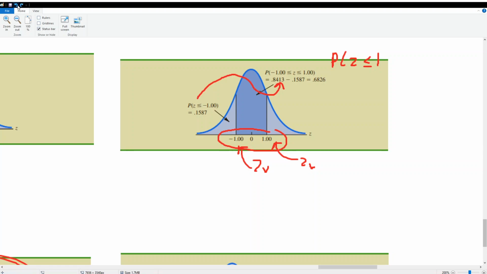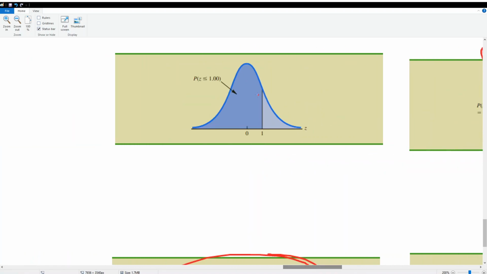Oh, I'm sorry, I drew the arrow the wrong way. P of Z is less than or equal to 1 is right there. This shows you where the empirical rule comes from. There's a reason why with the empirical rule we rounded it to make it easier to understand. Now you might say, okay, fine, this makes sense. Where are these numbers coming from? I'll show you in a moment. I just want to give you a couple more examples. This one, the chances of being below 1, that comes from a table, so I'll show you in a moment.